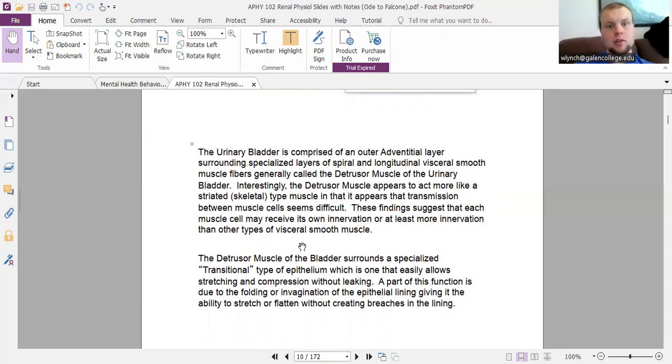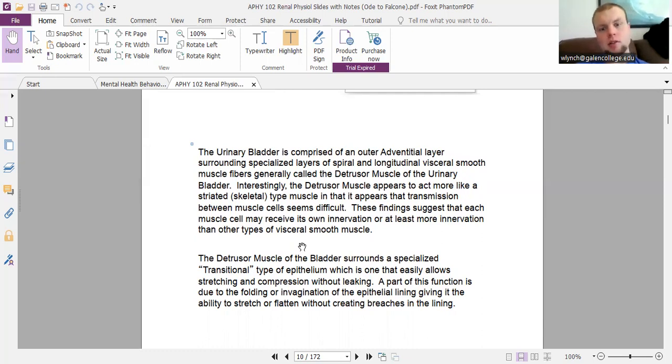The detrusor muscle is going to appear somewhat striated, so it actually appears more like skeletal muscle than many other smooth muscles do. So it's going to be a little bit difficult for muscle cells to transition here. This is suggesting that the muscle cells are under their own innervative power, or at least they have the ability to innervate themselves and other types of visceral smooth muscle.